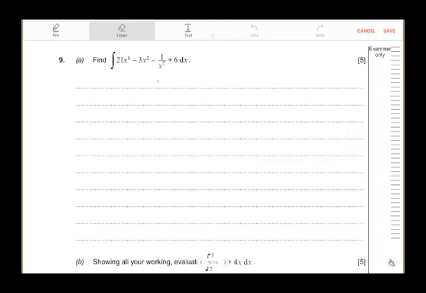Okay, this is question 9 of the WJEC Additional Maths 2015 paper. This is all about integration. That's what that symbol means. Integrate this expression here with respect to x. So what we need to do here is integrate each term separately.